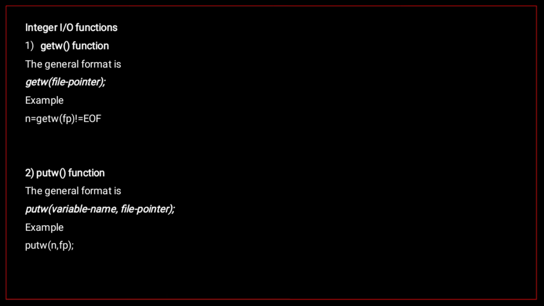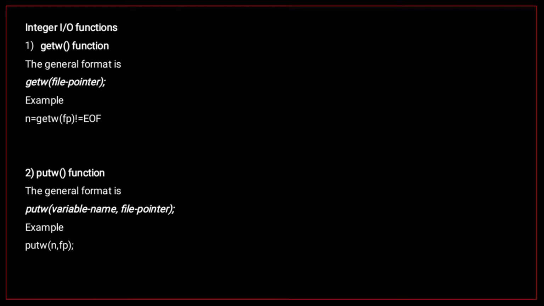Next is the integer input output function. First is getw function. This function returns the integer value from the file associated with fp. It returns the next integer from the input file on success, and the general format of this function is getw(file pointer). Now see the example to use getw function.